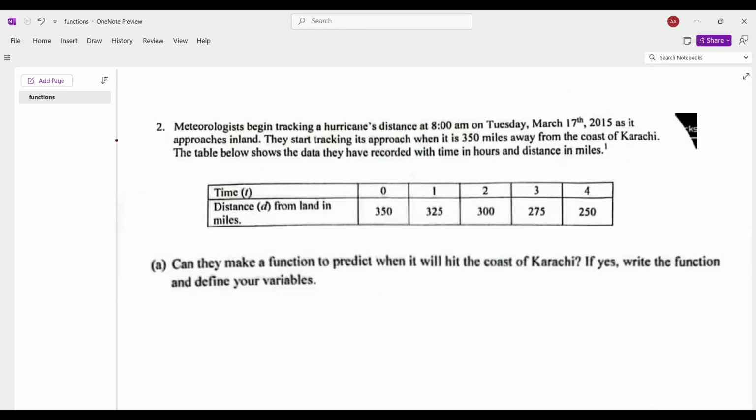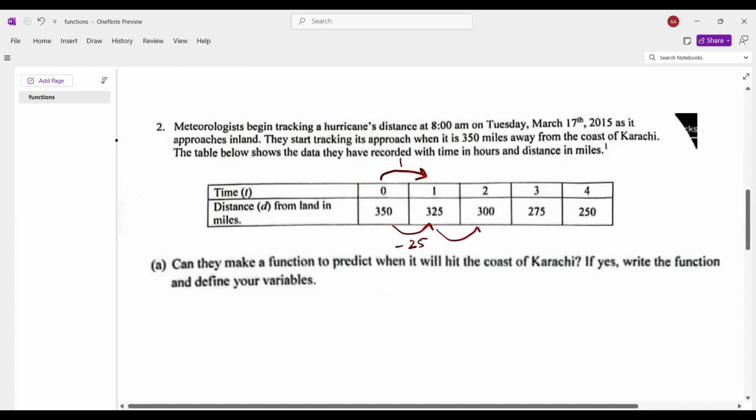So we see that there is a table given to us here, and time keeps increasing by 1 hour, and the distance from the coast of Karachi keeps decreasing by 25 miles. So this is a 25 difference. Then you see that 325 and 300 again has a 25 difference, and the same goes moving forward.